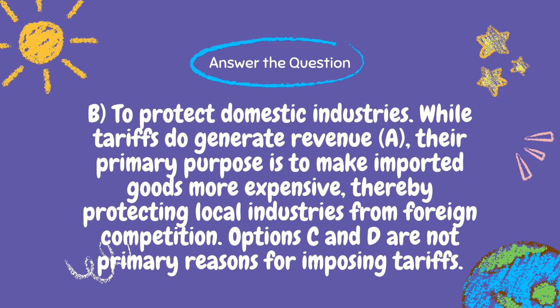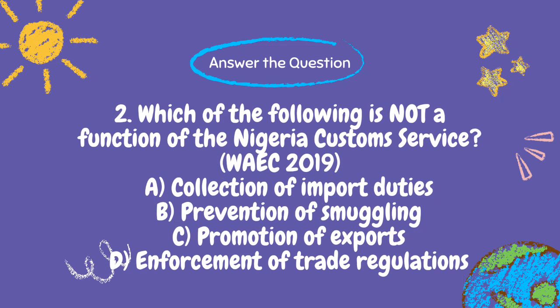Let me explain. While tariffs do generate revenue, which is option A, their primary purpose is to make imported goods more expensive, thereby protecting local industries from foreign competition, while option C and option D are not primary reasons for imposing tariffs. Number 2, which of the following is not a function of the Nigerian Customs Service?